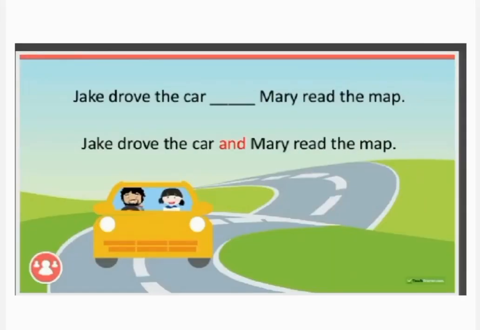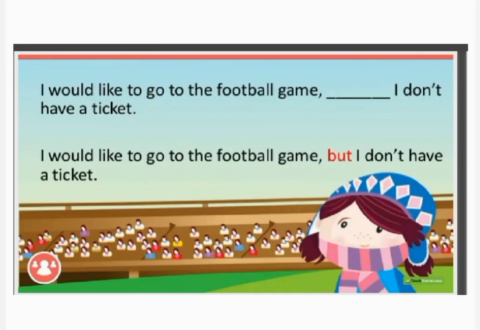Jake drove the car and Mary read the map. Now Jake drove the car, it is a simple sentence, an independent clause. Mary read the map, it is also an independent clause, and these two independent clauses are joined by the coordinating conjunction and, so it is a compound sentence.